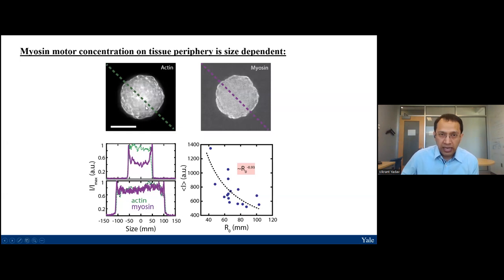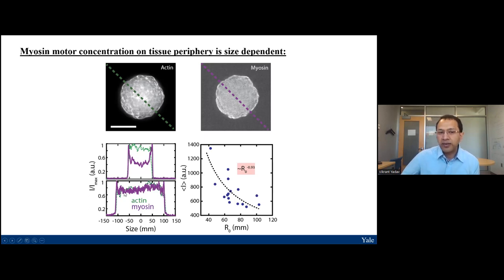So we labeled actin and myosin, and when we do a kymograph, or a cross-sectional profile, to look at their distribution, we find that, in green, you're looking at actin concentration, and it is kind of constant throughout the size of the aggregate, the same amount of actin in the bulk as on the surface. But myosin is kind of localized at the edges.